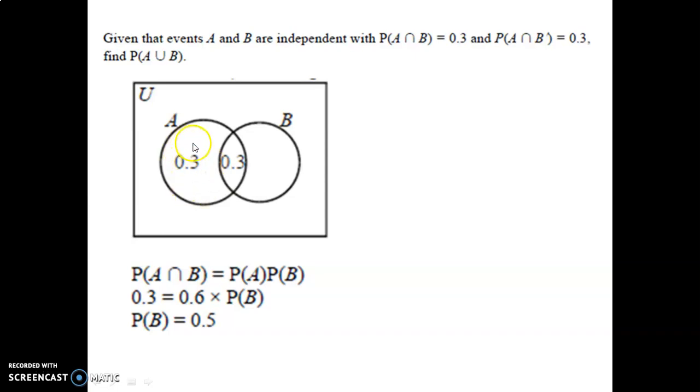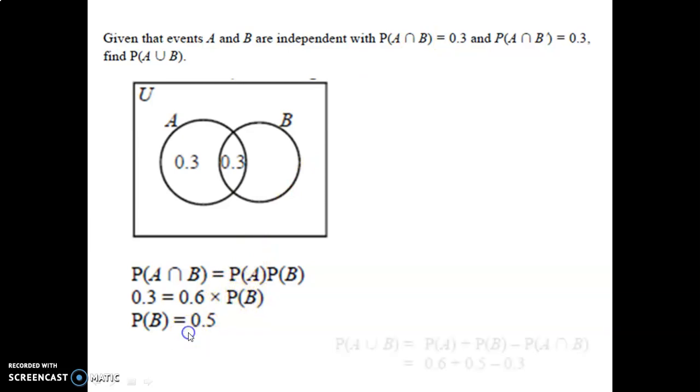So that's where the other 0.3 goes. And now that you have those two, you know the entire A is 0.6. So we can use our independent events formula because it tells us these are independent, which tells us the intersection is probability of A times probability of B. And we just got A to be 0.6. We know the intersection is 0.3, given to us, and then this is the unknown. We can solve for it here.